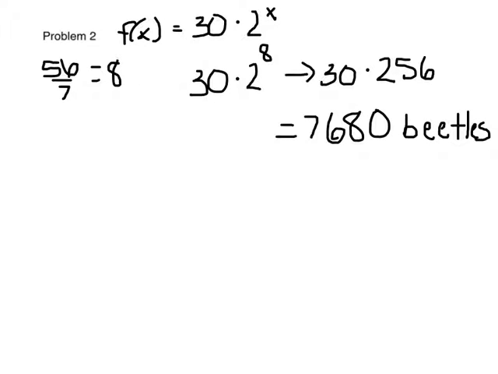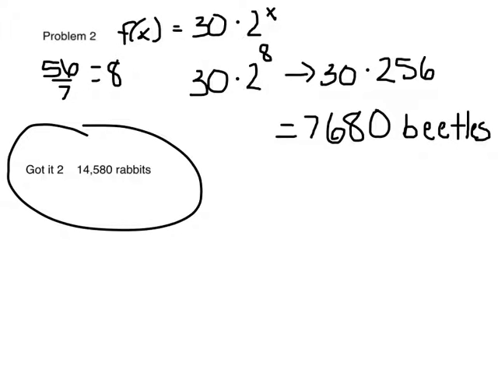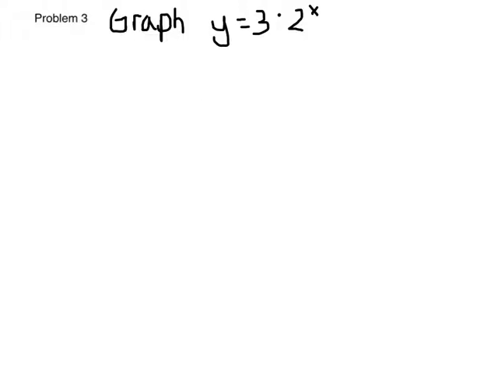Pause the video and go ahead and do Got It 2. For Got It 2, you should have gotten 14,580 rabbits. If you didn't, go back and rewatch Example 2 to see if you can figure out where your error might have occurred. And if you cannot find your mistake, make sure to note to ask me about this in class.